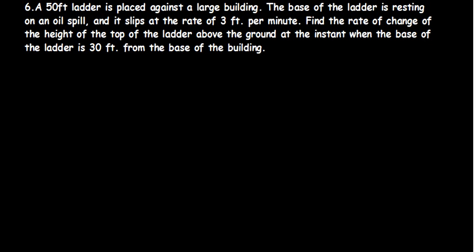Okay, so a 50 feet ladder is placed against a large building. The base of the ladder is resting on an oil spill and it slips at a rate of 3 feet per minute. Find the rate of change of the height of the top of the ladder above the ground at the instant when the base of the ladder is 30 feet from the base of the building.